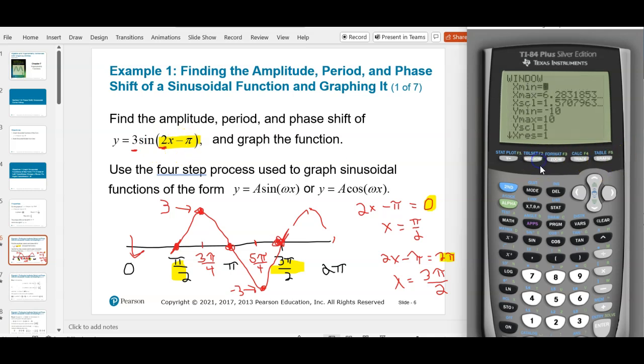I'm going to hit window. My x-min this time is pi over 2. That's where my period begins.